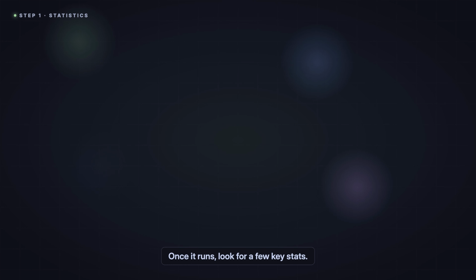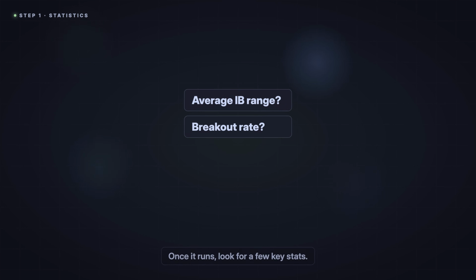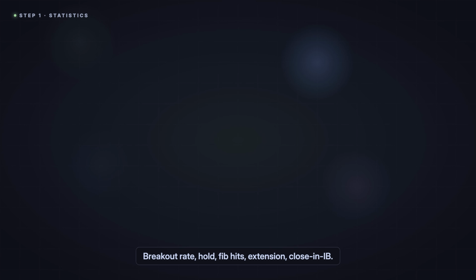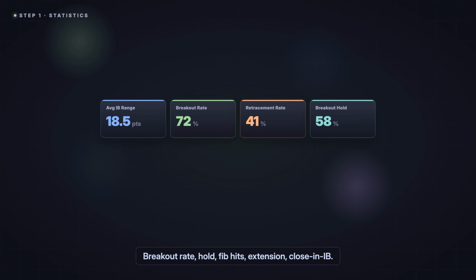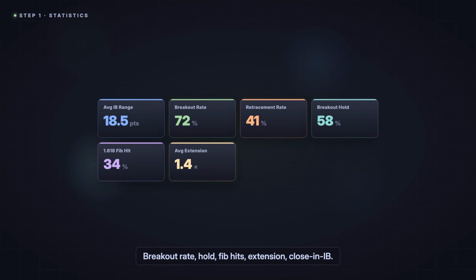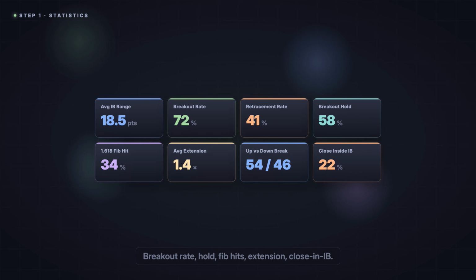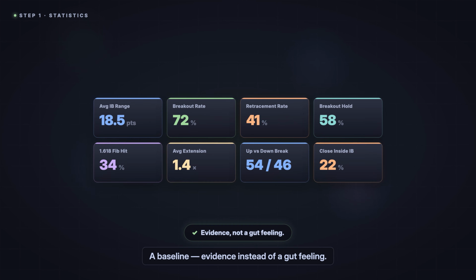Once the report runs, I'm looking for a few key stats. What's the average IB range? How often does price break out of the range? When it does break out, how often does that breakout hold? How often does it retrace? Profitable surfaces these as metrics like breakout rate, retracement rate, breakout hold, the 1.618 fib hit rate, average extension, and the percentage of days that close back inside the IB. This gives me a baseline. Either way, I'm starting with evidence instead of a gut feeling.